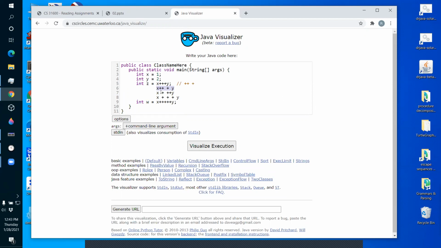This one means you do what? You add it to Y and then you increment Y. No, I think you increment Y first. Yeah, you increment Y, and then you add it to X. You add the incremented value of Y to X. What does this mean?